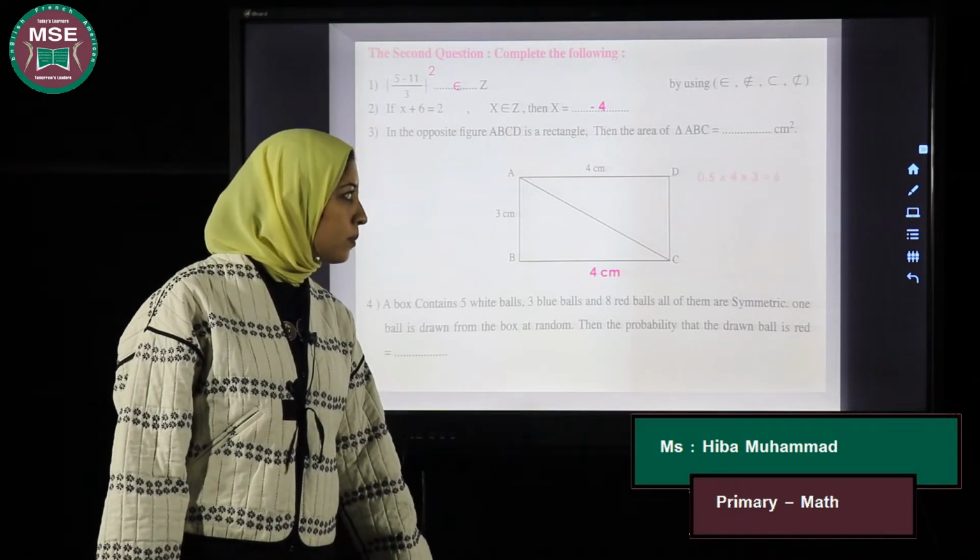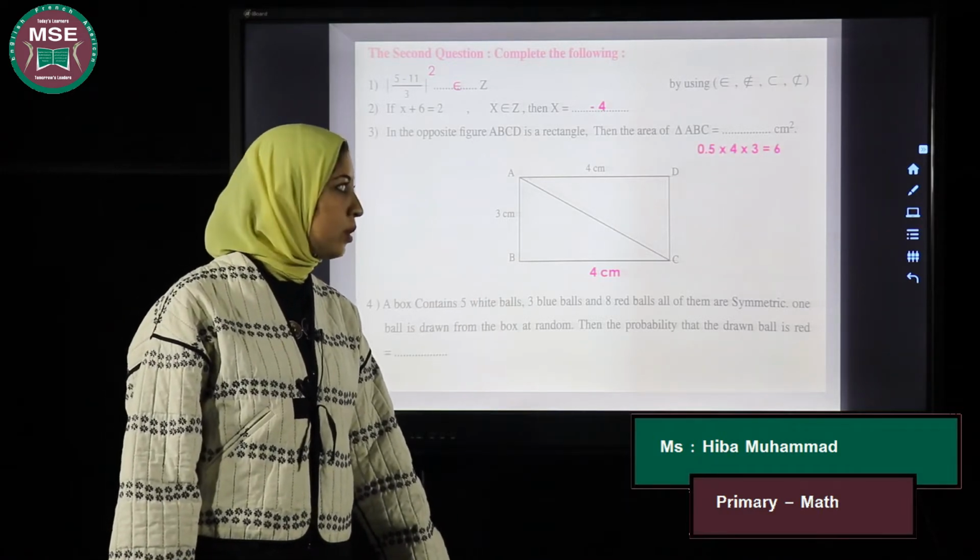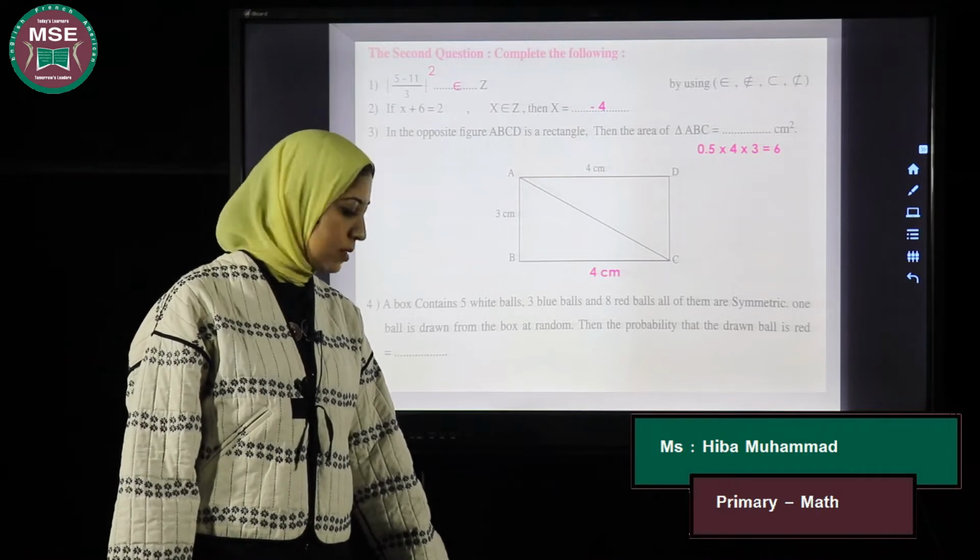So I'll make 0.5 times 4 times 3, equals 6 centimeters squared.